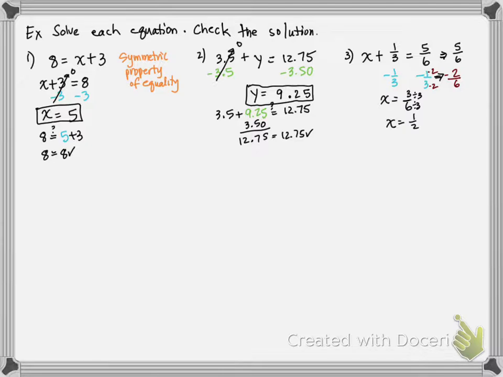So then, to check, I want to know, does 1/2 plus 1/3 actually equal 5/6? So I need a common denominator, which is going to be 6. Means I'm going to multiply top and bottom by 3, top and bottom by 2. So I'm going to end up with 3/6 plus 2/6. And I get 5/6 equals 5/6. So that tells me, yep, the answer is 1/2.